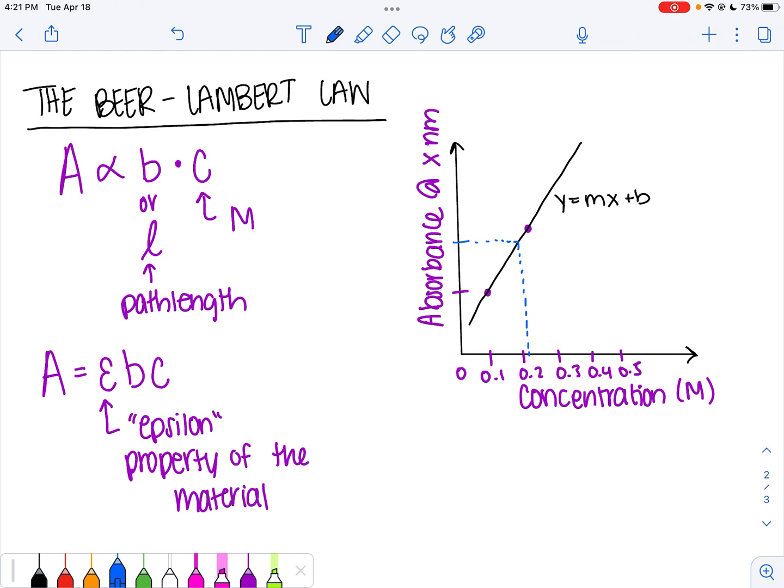So what you're going to do next is work through that Beer's law worksheet to help you figure out how we can use Beer's law in the context of some real actual lab problems.